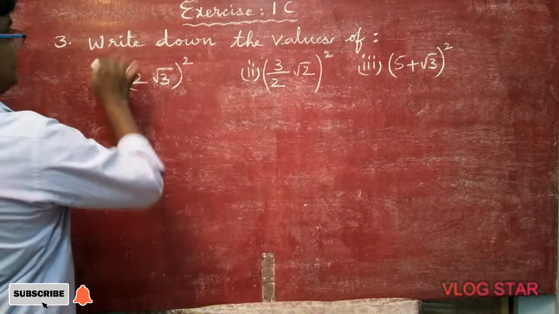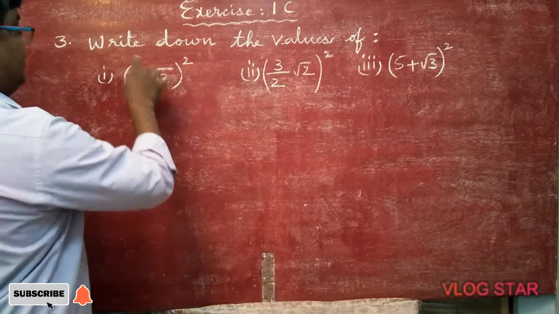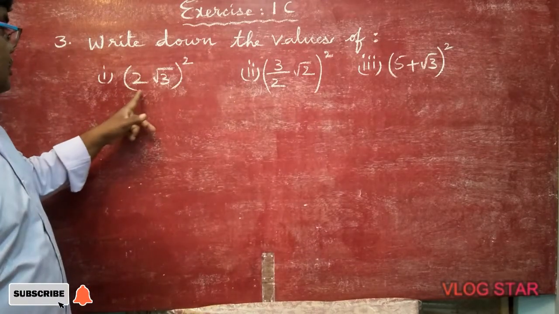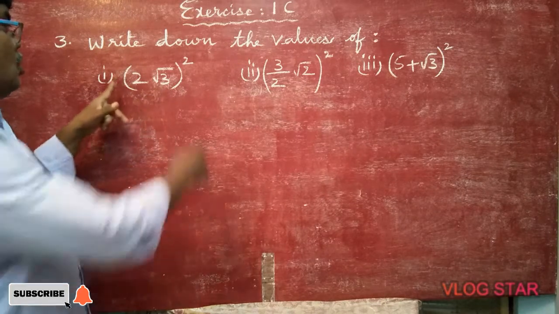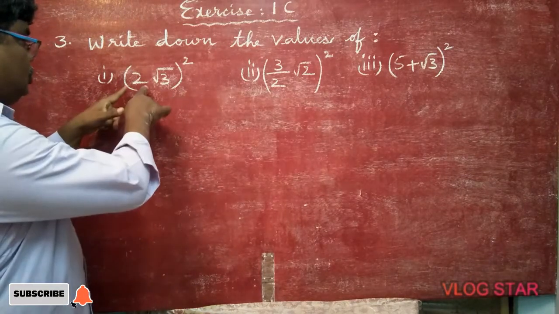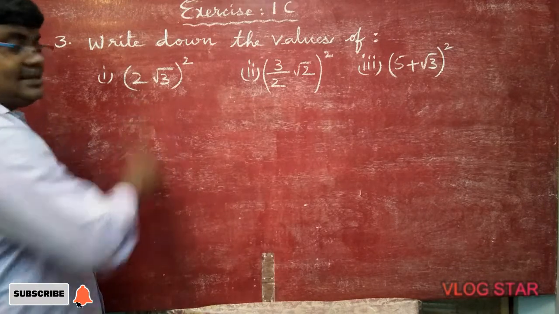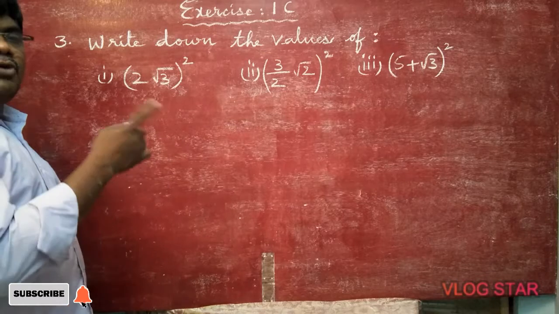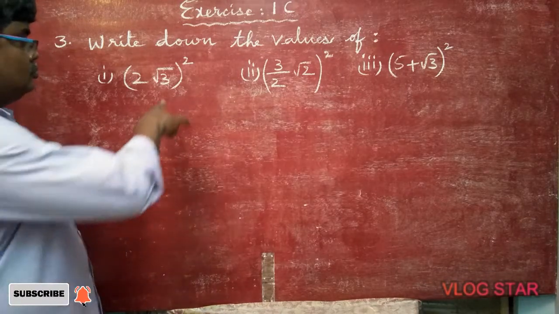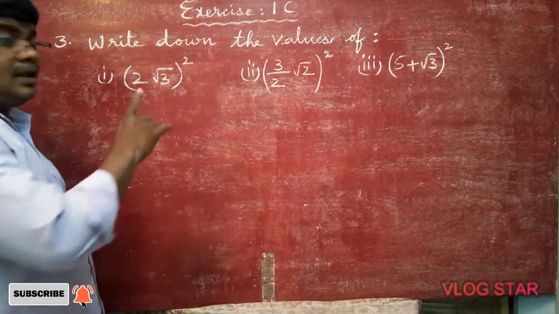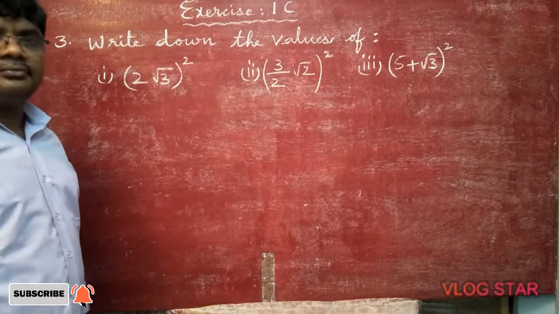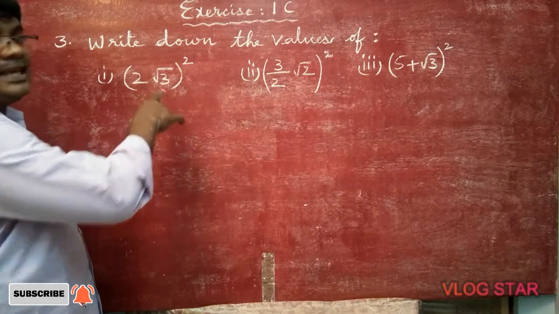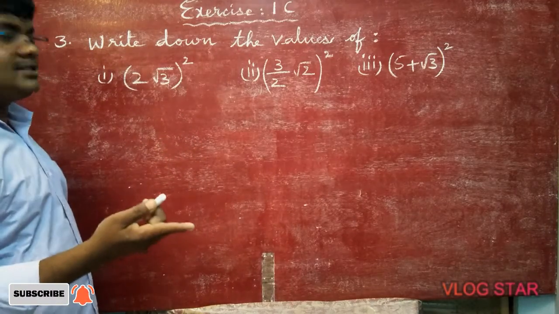1C, third bit, third problem I am doing. Write down the values of first bit: 2 root 3 whole square. 2 is a rational number and root 3 is an irrational number. You know what rational number means? P by Q form. What is irrational? The number which is not having a perfect square. So easily you can identify which one is a rational number and which is an irrational number.